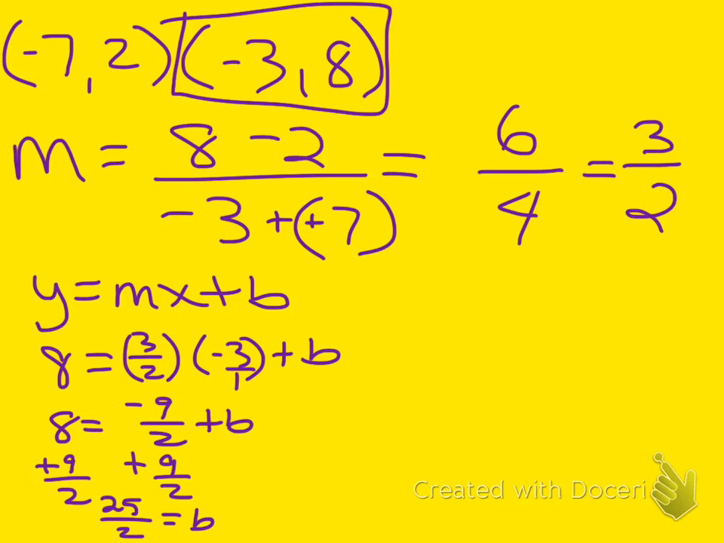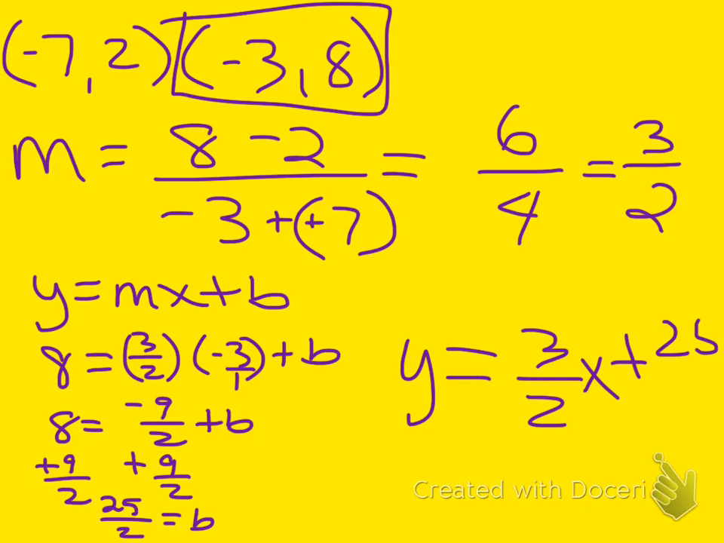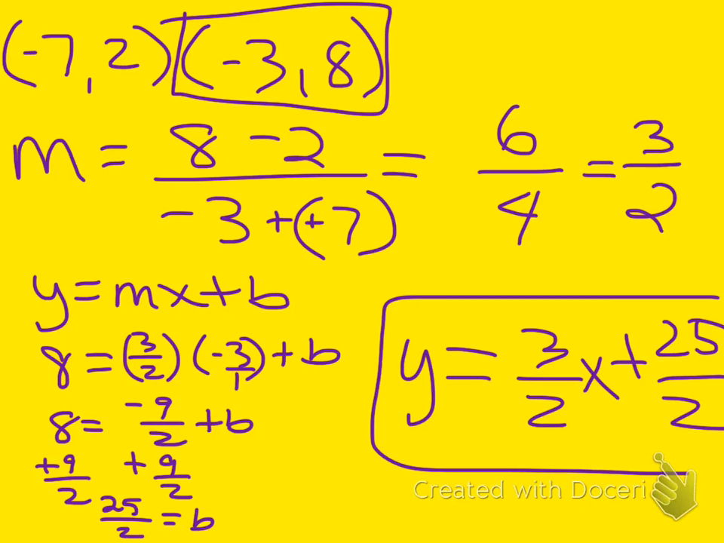So then we'll do y equals 3 over 2 x plus 25 over 2. Very good. It doesn't matter if we get fractions. We either find common denominators or we use a calculator. Works the same. All right? It's not that bad.